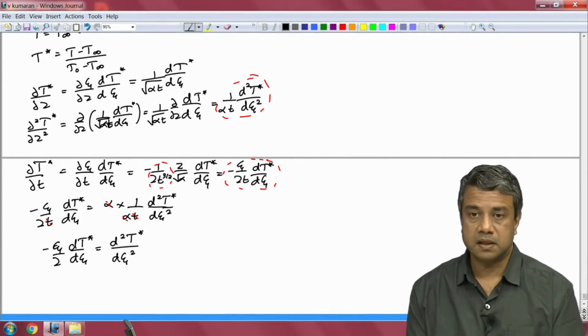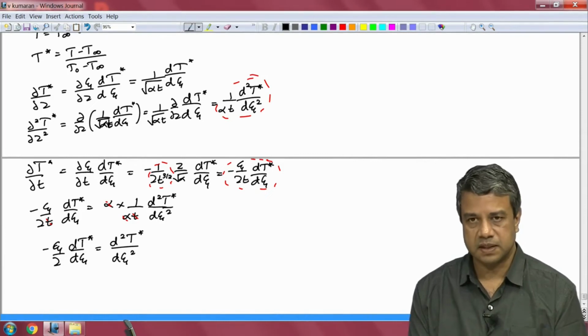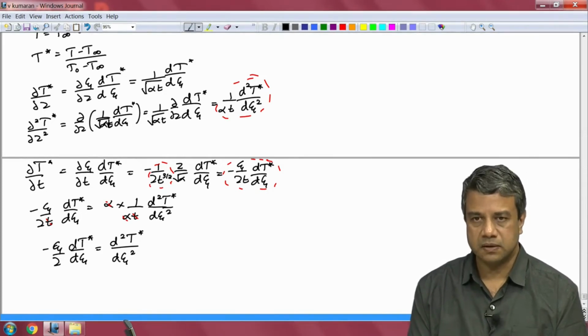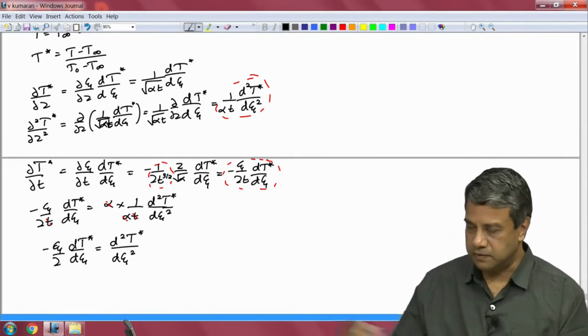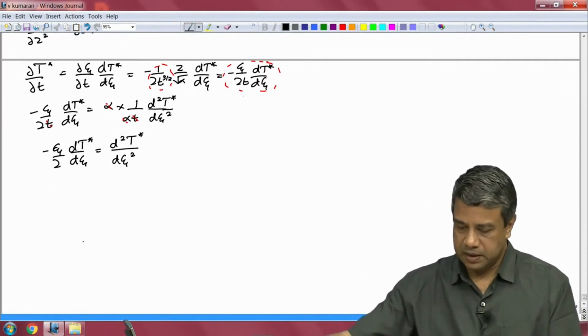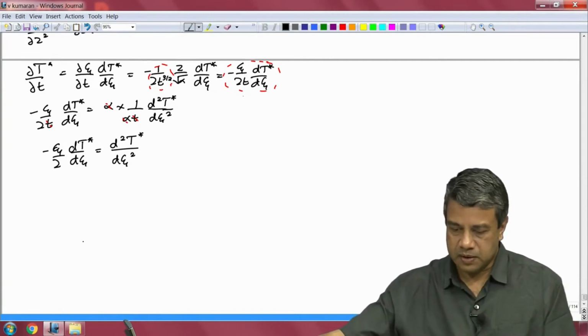And as expected, the final conservation equation is only a function of psi. It does not depend independently on z, t or alpha. It is only a function of the similarity variable. And then I had the boundary conditions.